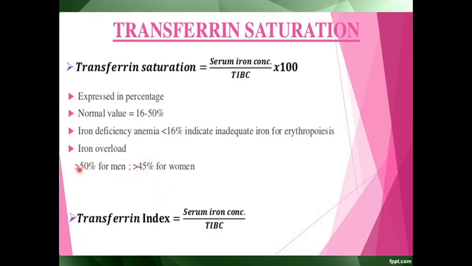Iron overload: greater than 50% for men. If this value comes greater than 50%, it means there is an iron overload. And if transferrin saturation comes greater than 45% for women, it means there is an iron overload. Transferrin index is serum iron concentration divided by TIBC. So if we don't multiply it by 100, we get the transferrin index, and if we multiply by 100, we get the transferrin saturation.